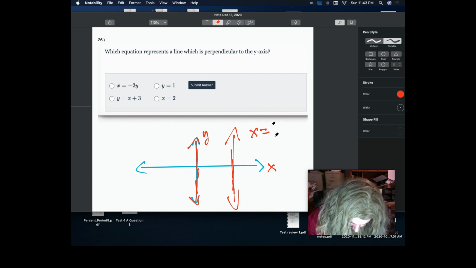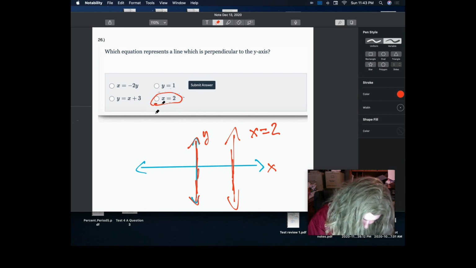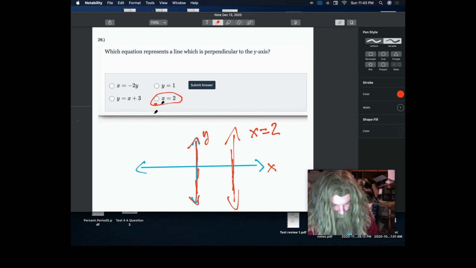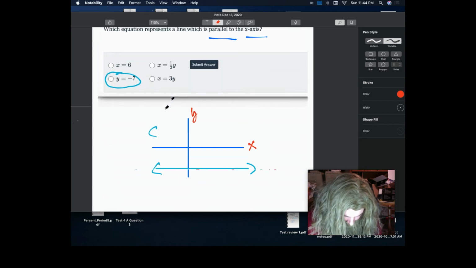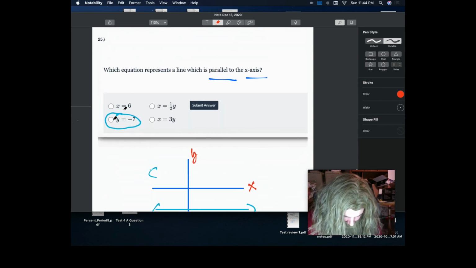And X equals 2 would make sense because it is the only one that is X and only X. Very good. Do not get confused with this answer choice. This has a Y. We want just X. Just like in this one, we only want Y. Let us move on.